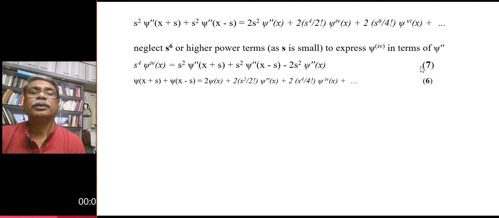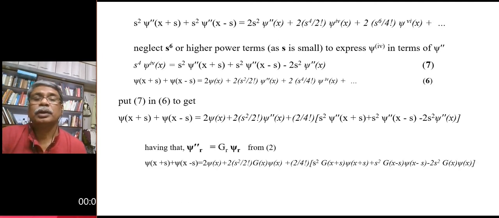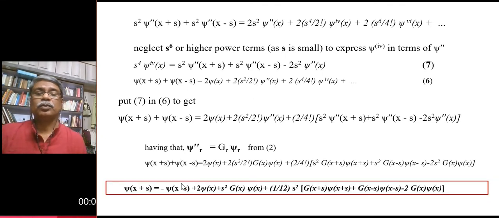So now we can put this equation 7 in our original equation 6, and we get this. You notice that only psi and psi double prime are there, not psi triple prime or psi fourth derivative. Okay. And if you remember, our original reduced variable equation is this, then wherever you see psi double prime, you can put g(r) psi(r). So after putting that, you get this final form. Again, don't bother about the right hand side right now, that you can easily manipulate on your own. Just see how it's going on.